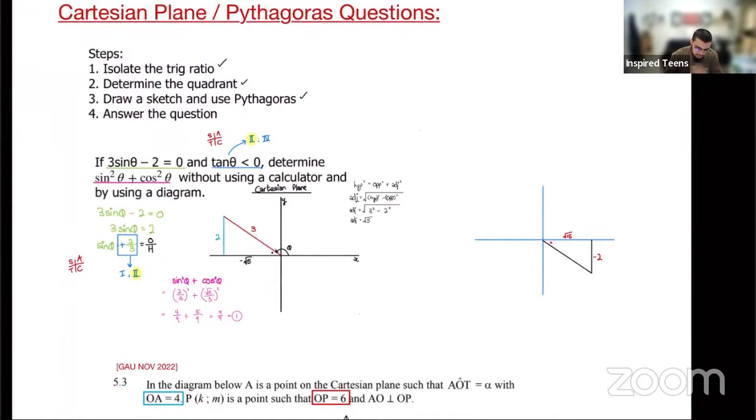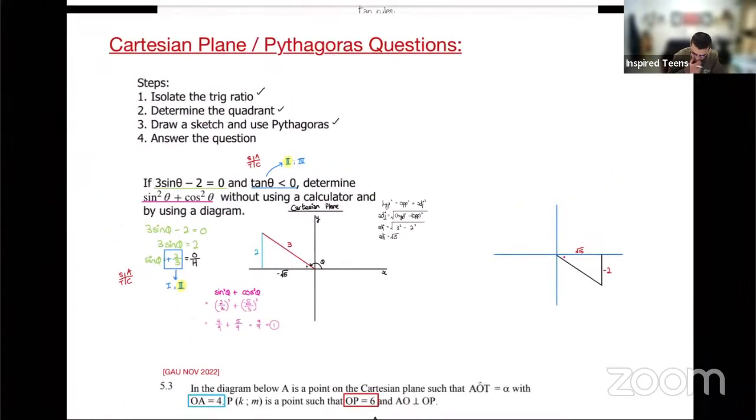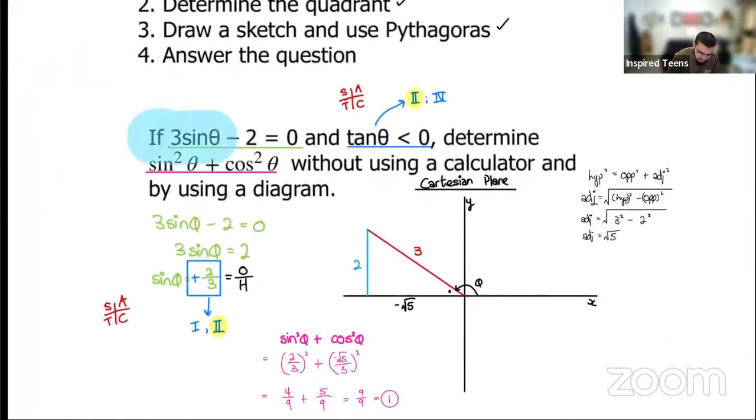The first way to distinguish a Cartesian plane question is, let's read this question. It says, if 3 sine theta minus 2 is equal to 0 and tangent theta is less than 0, determine the value of sine squared theta plus cos squared theta without using a calculator and by using a diagram. You'll notice that both types of questions mention without using a calculator. Remember, I said in the last lesson, sometimes they'll say without a calculator and using a diagram, sometimes they'll mention just one of them. But both indicate we need to use a diagram, or we're going to solve it without a calculator.